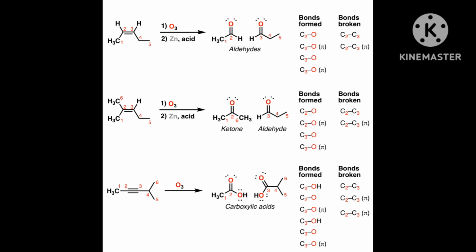Now I was talking about acidic potassium permanganate. Alkene will convert to ketone, and also acids. Depending upon the nature of the alkene, it will form ketone as well as acid, and that depends upon the nature of the alkene and the experimental conditions.